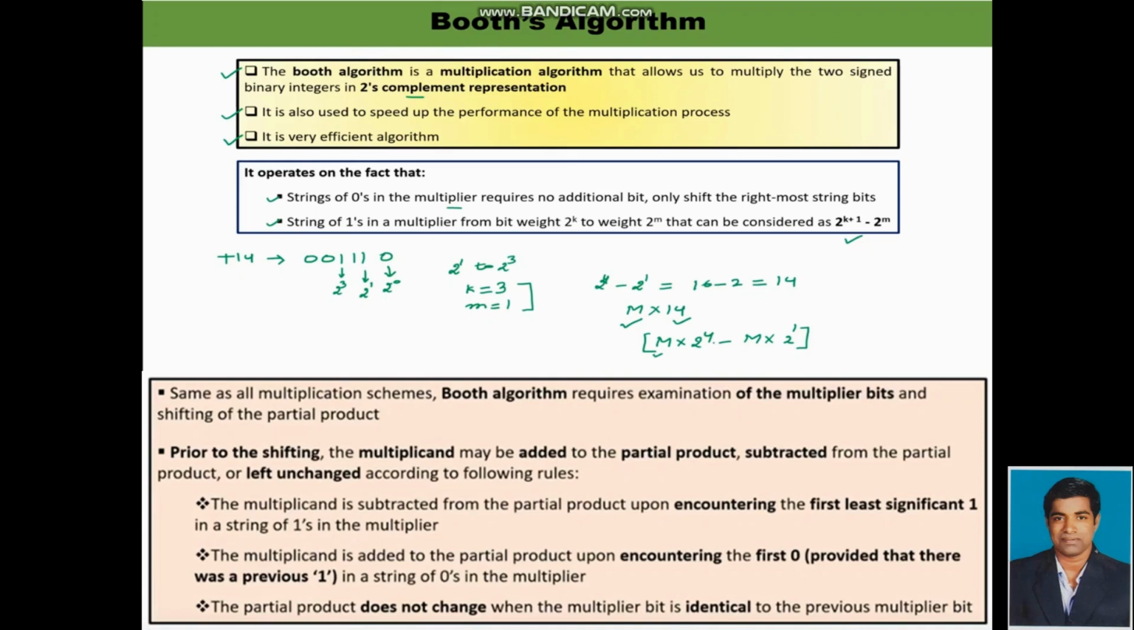The multiplicand is added to the partial product upon encountering the first 0, provided that there was a previous 1, in a string of zeros in the multiplier. The partial product does not change when the multiplier bit is identical to the previous multiplier bit.